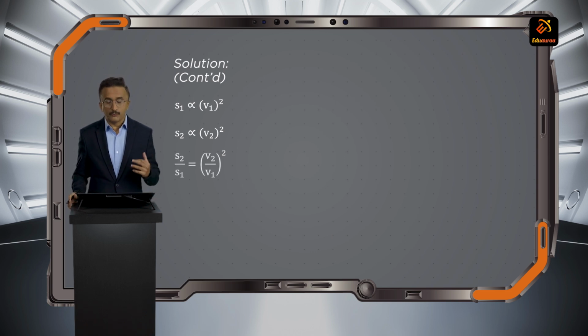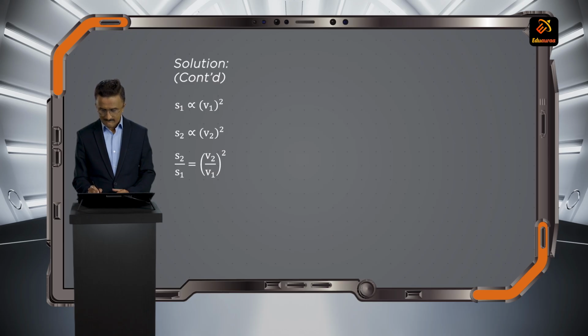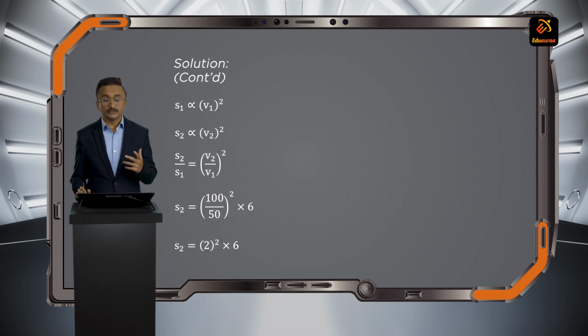Therefore S2 upon S1 is equal to V2 upon V1, the whole square. S2 we have to find out. S1 it is mentioned how much it is 6. V2 finally it is 100. Initially it is 50. So square of that. So 100 upon 50. So it is 2. So 2 square, that is what? 4. So S2 by 6 is equal to 4.